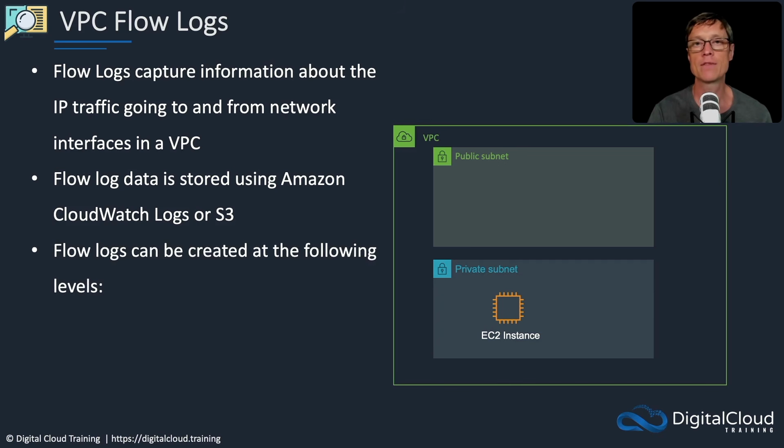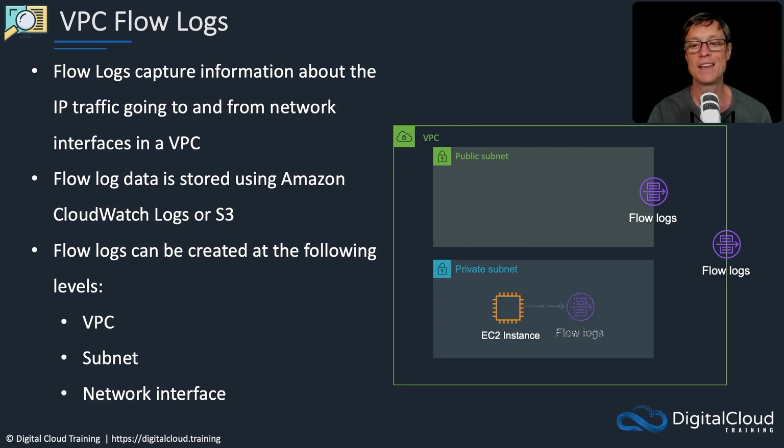And you can create the flow log at different levels. So at the VPC level, at the subnet level, or at the interface level. So if it's at the interface level, it's associated with the ENI that's attached to an EC2 instance. You can capture a lot of traffic, which is really useful for troubleshooting purposes and security as well. So let's go and create a flow log.